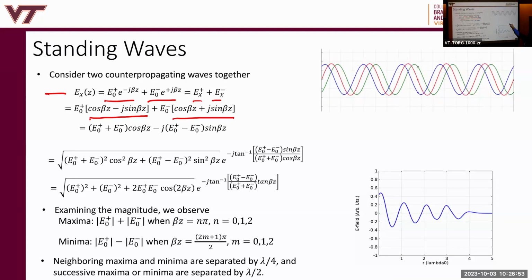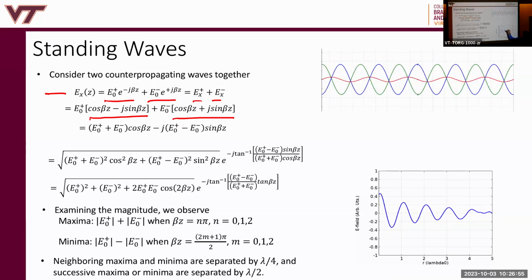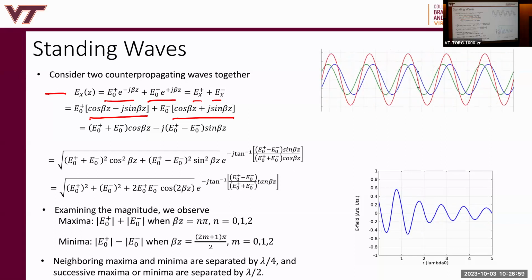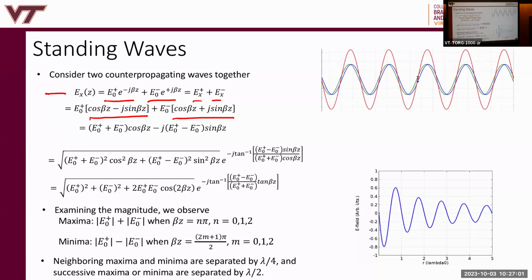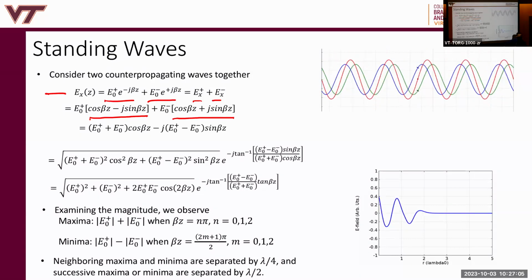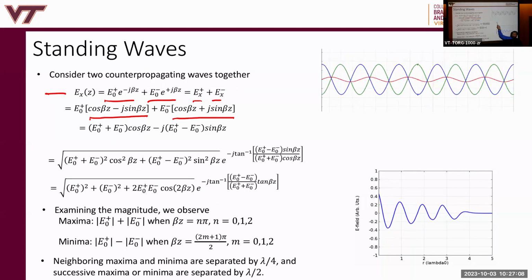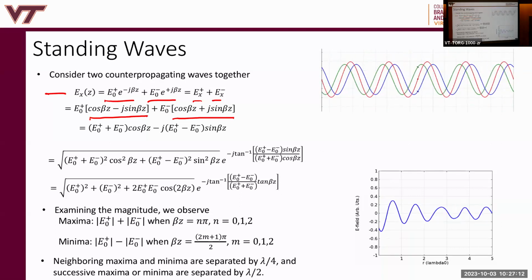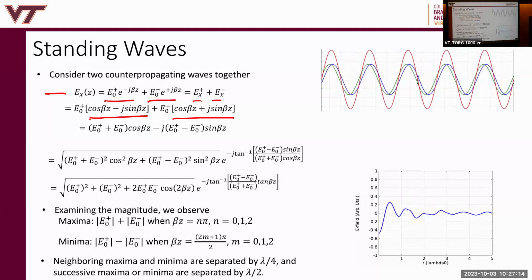The red curve is the superposition, the point-wise summation of the forward and backward traveling wave. And what do you notice? The blue one travels, the green one travels, but when you add two counterpropagating traveling waves, you get a standing wave. This wave is not traveling, it's just oscillating in place, the red one. That's why it's called a standing wave.